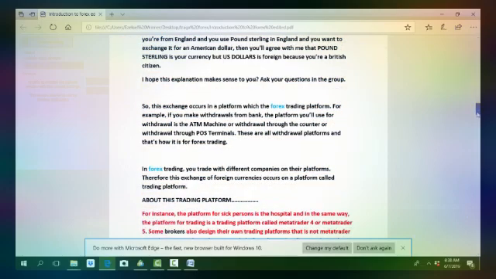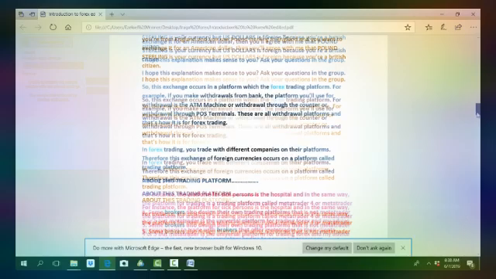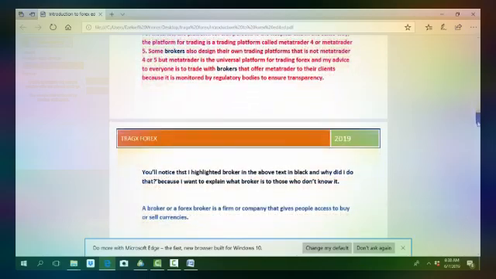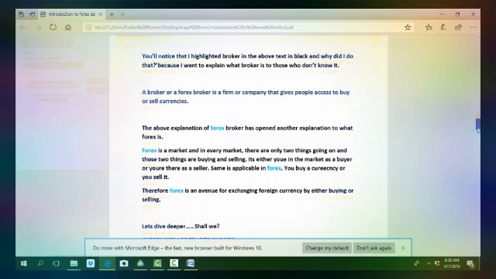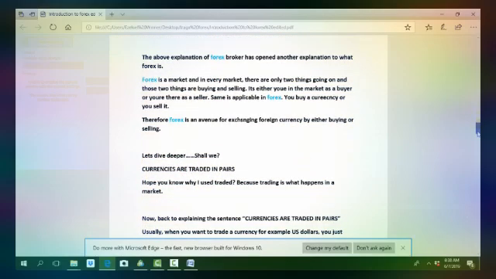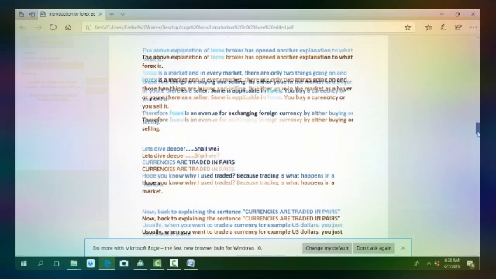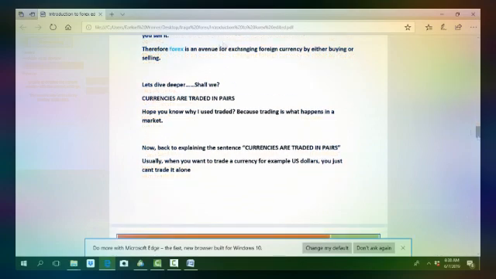These things are self-explanatory. Where I want to jump in now is to explain to you that currencies are traded in pairs. Look at the screen, you see my cursor. Currencies are traded in pairs.